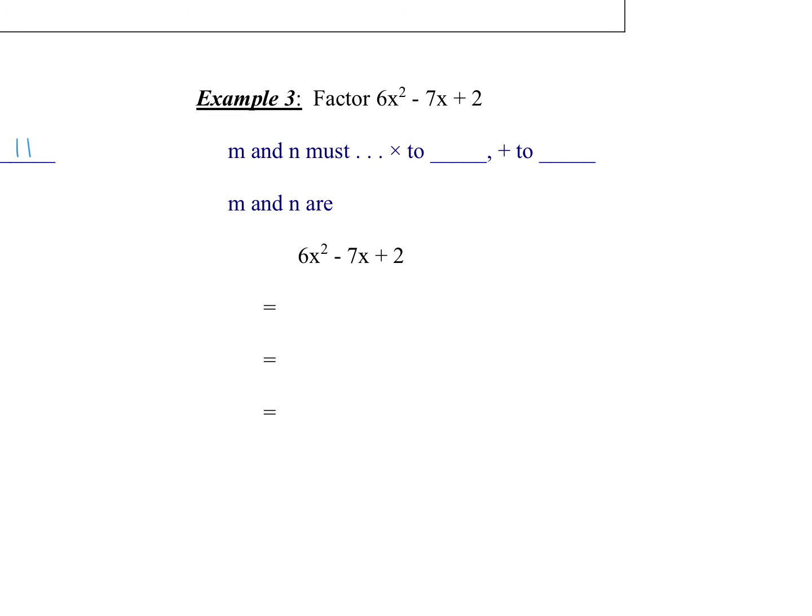Example 3. Take the first term, 6, and the last term, 2, and multiply them together. You're looking for two numbers that multiply to give you 12, because 6 times 2 is 12, and add to give you -7. Those two numbers are -4 and -3. So you split the middle term up. Instead of -7x, you write -4x minus 3x. So 6x squared minus 4x minus 3x plus 2.